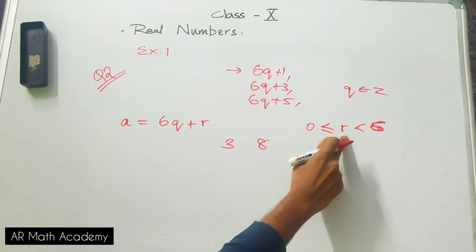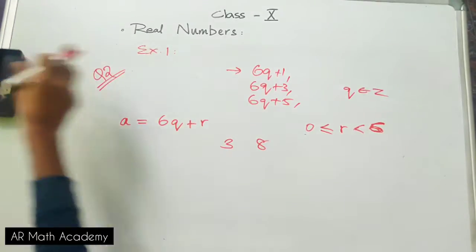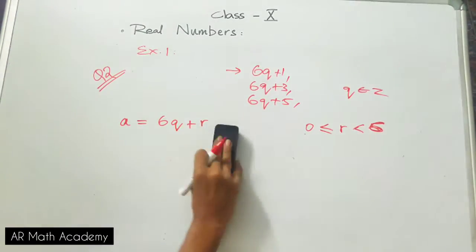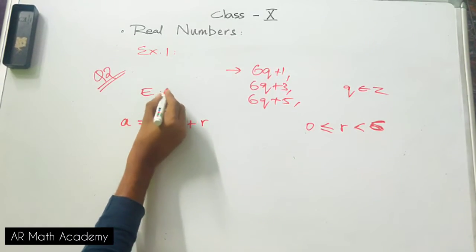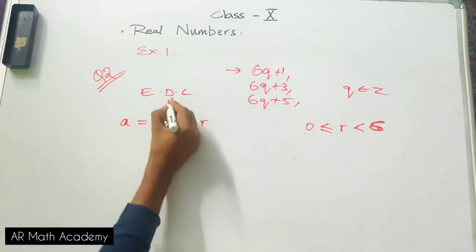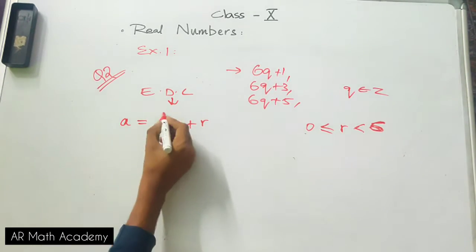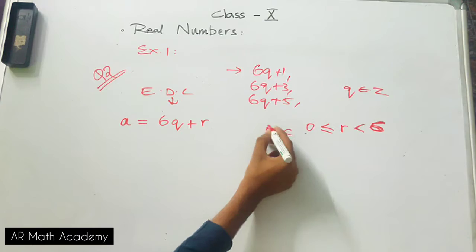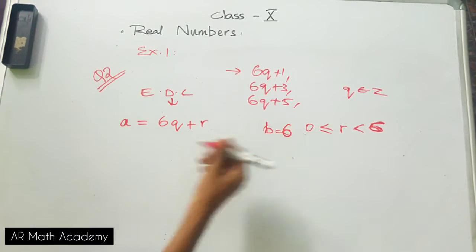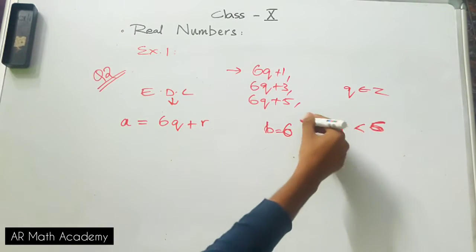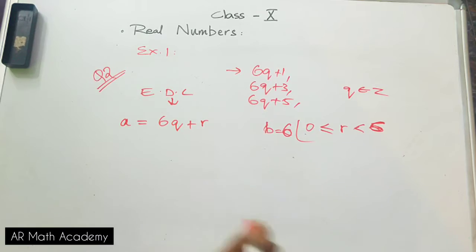So that is the case over here: 0 less than or equal to r less than 6. It can't exceed 6, and it can't be equal to 6 as well. Now this will be the basic form using Euclid's division lemma. Using Euclid's division lemma, we get this equation: a equals 6q plus r, where b equals 6, q is any positive integer, and r has the value range from 0 to 5, so r can be 0, 1, 2, 3, 4, 5.